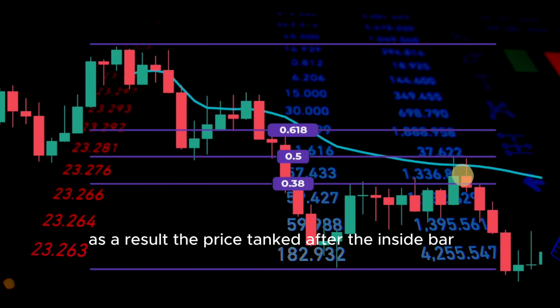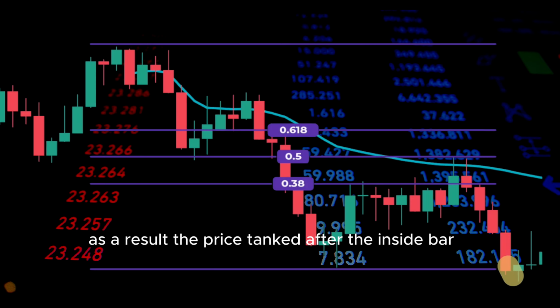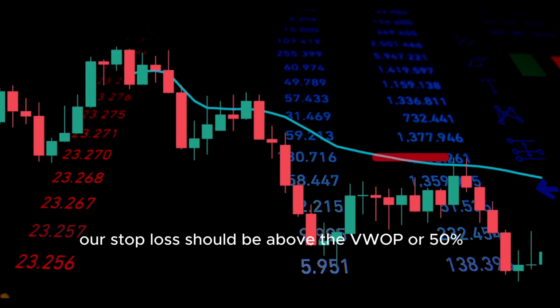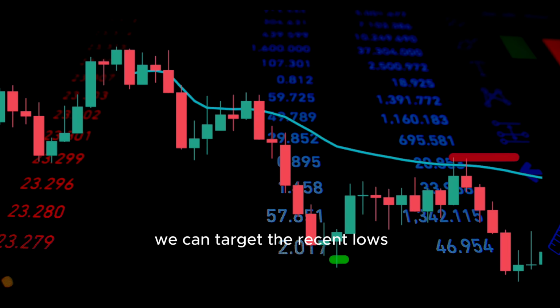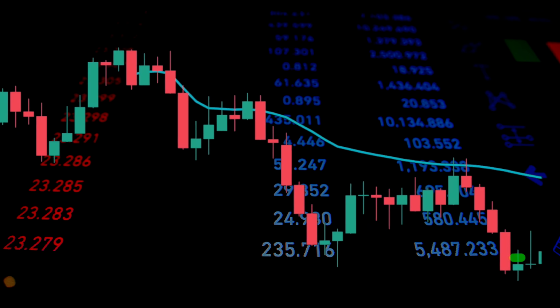As a result, the price tanked after the inside bar. Our stop loss should be above the VWAP or 50%. On such a trade, we can target the recent lows.